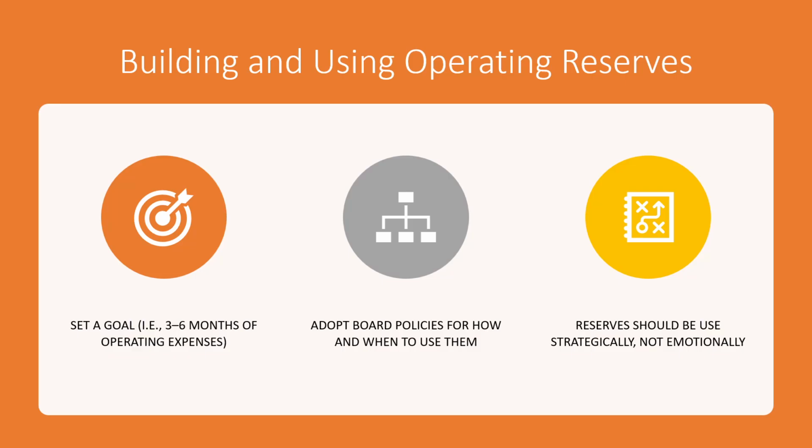Operating reserves act as a safety net. Aim for at least 3 to 6 months of operating expenses. Establish board-approved policies defining when reserves can be used and how they will be replenished.